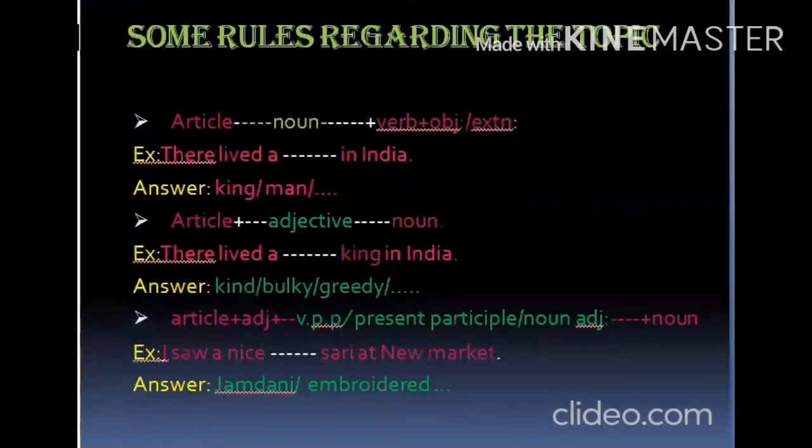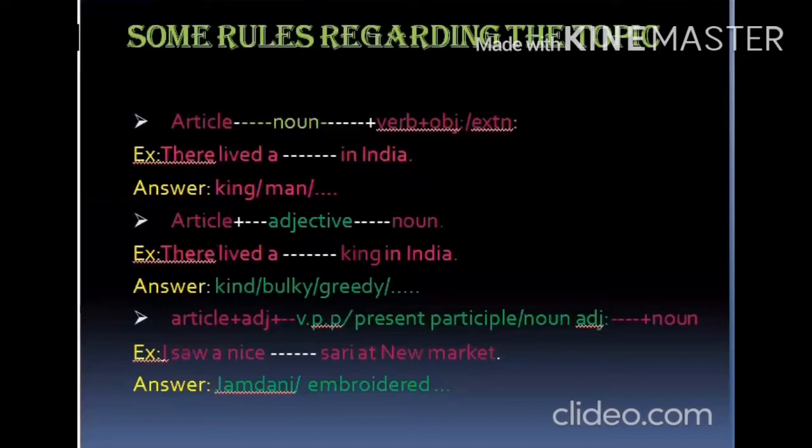So my dear students, here I have brought some rules which are very important for both topics, cloze test with clue and cloze test without clue. First, I have written article, then noun, then verb, object or extension. If you see that the gap comes after an article, and after the gap you have found a verb, object or extension, then you must use a noun.